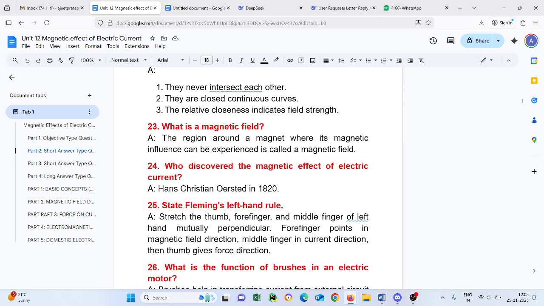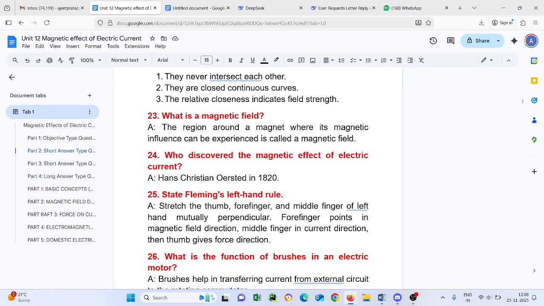Question number 25. State Fleming's left hand rule. The thumb, forefinger, and middle finger of the left hand are mutually perpendicular. The forefinger points in the magnetic field direction. The middle finger is the current direction. The thumb gives the direction of force.